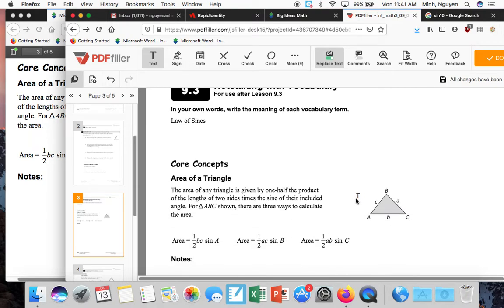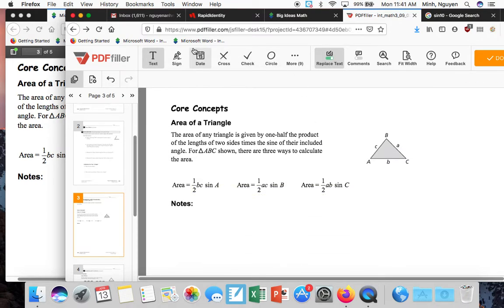So I'm going to split this up into two videos, just to make it smaller, so you have two digestible videos. And this one is going to focus on the area formula. So the area of any triangle is given by 1/2 the product of the lengths of two sides times the sine of their included angle.